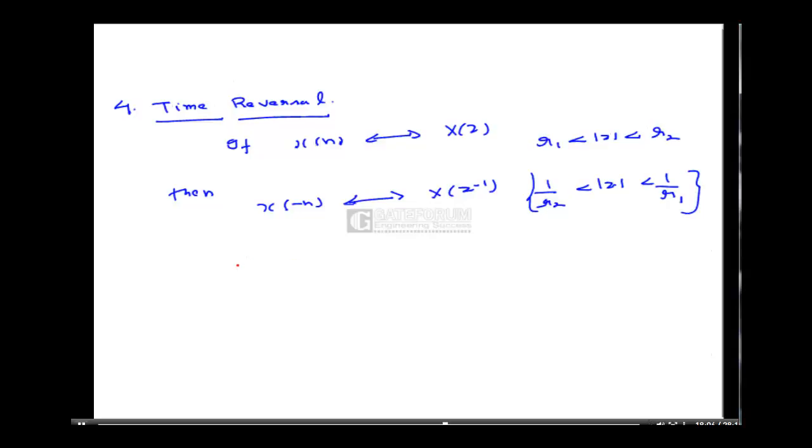If we see the proof of this, it is simple. We can write it like this.